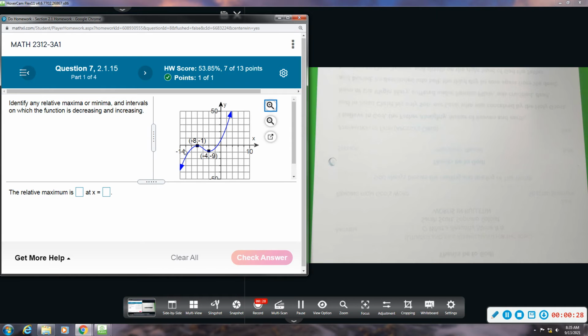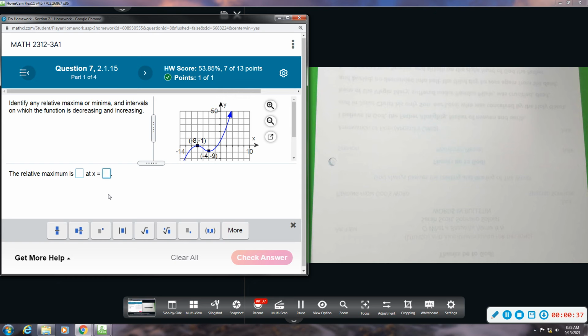So right here at the ordered pair -8, -1, x is -8, and the y value is -1. So where it occurs, the x value is -8, and consequently, the value of that maximum is the y coordinate, which is -1.